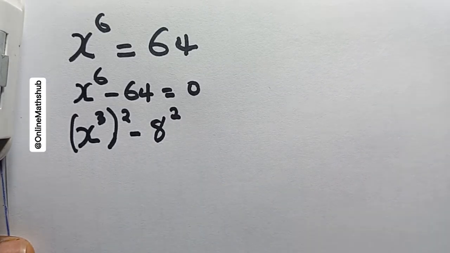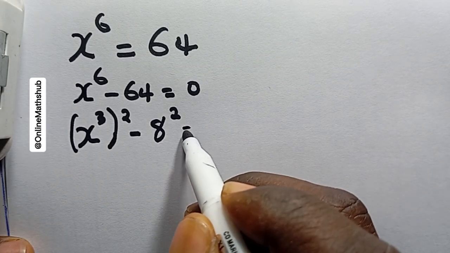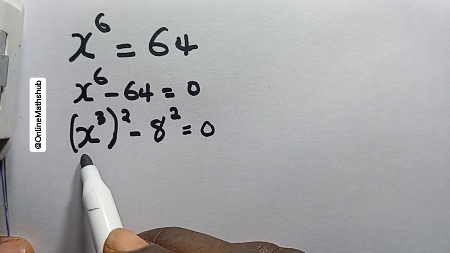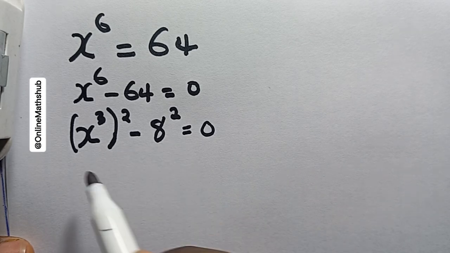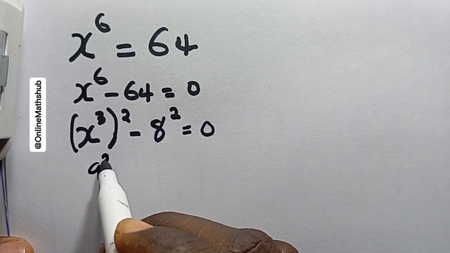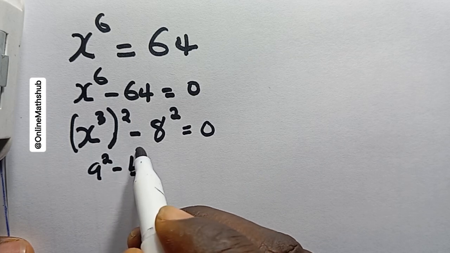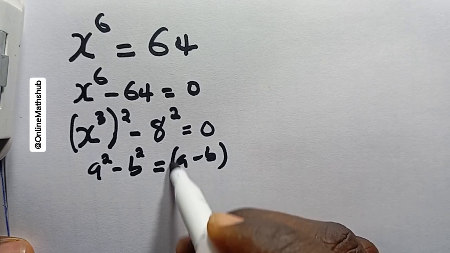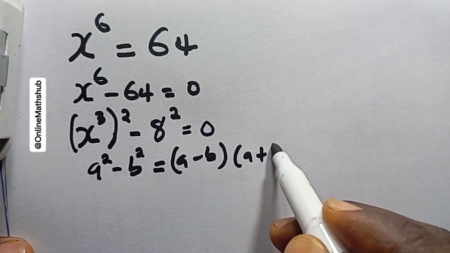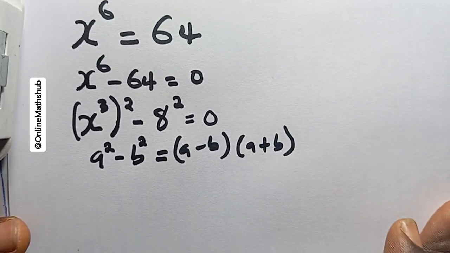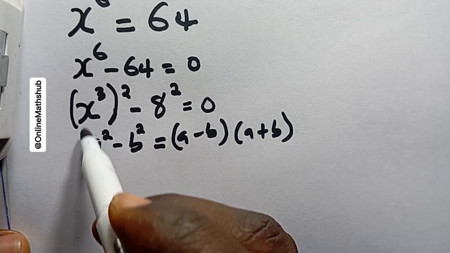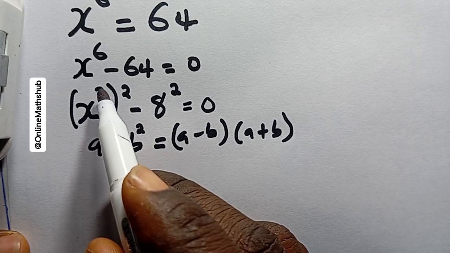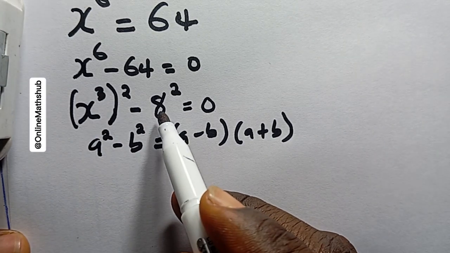Okay, so the idea is I want to use the rule of difference of two squares to evaluate. You can see I've got one square here and I've got another one, and I can remember that if you have a power 2 minus b power 2, you can expand this to be a minus b, and then of course multiply by a plus b. So this is the rule I'm going to be using to expand this. If I apply that, in this case you can see that a is equal to x power 3 and b is equal to 8.